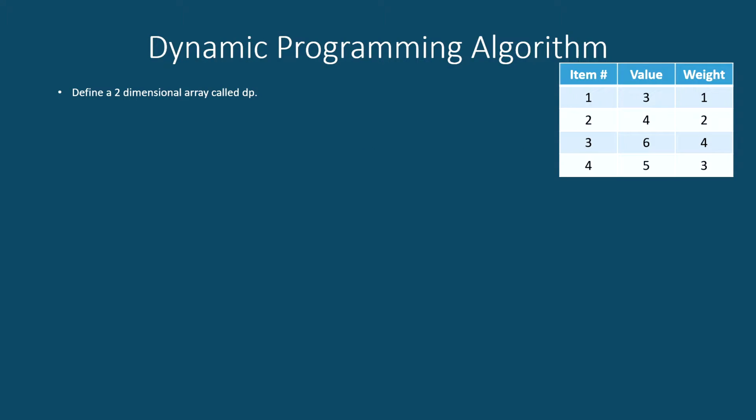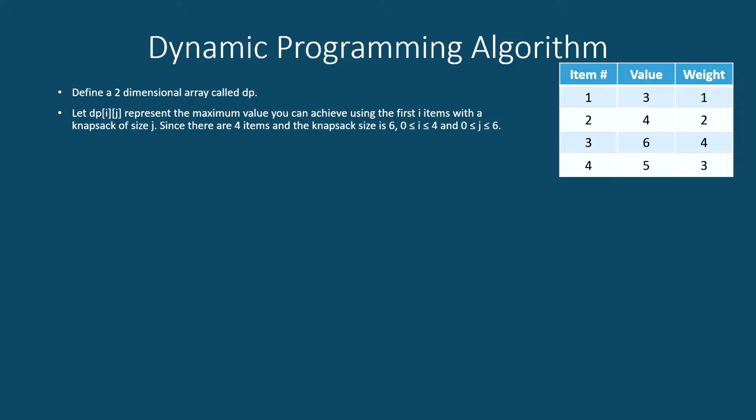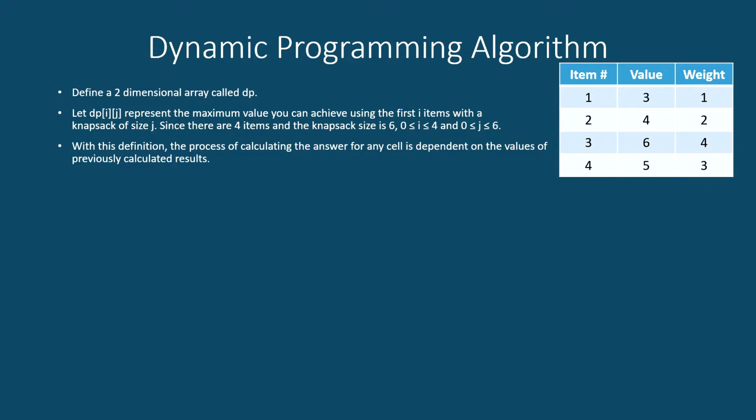Here is the dynamic programming algorithm to solve this problem. First, define a two-dimensional array called dp. Let dp[i][j] represent the maximum value you can achieve using the first i items with a knapsack of size j. Since there are 4 items and the knapsack size is 6, i can be between 0 and 4 inclusive, and j can be between 0 and 6 inclusive. With this definition, the process of calculating the answer for any cell is dependent on the values of previously calculated results. The process for calculating the result for dp[i][j] is as follows.